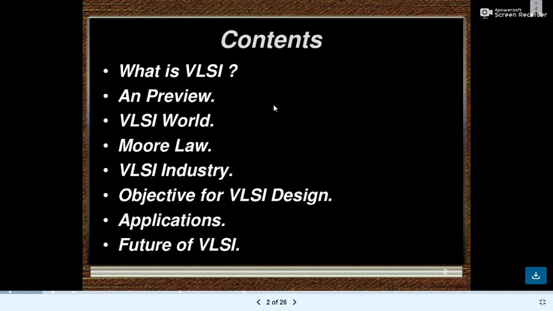So let us first understand what is VLSI. In the content of VLSI, we will see its preview, VLSI world, Moore's law, VLSI industries, objective for VLSI design, applications, future of VLSI.